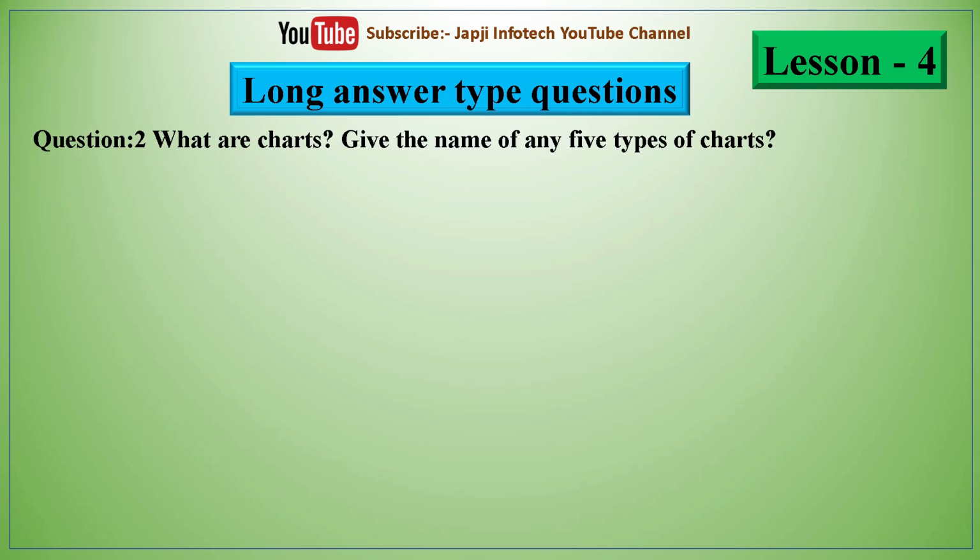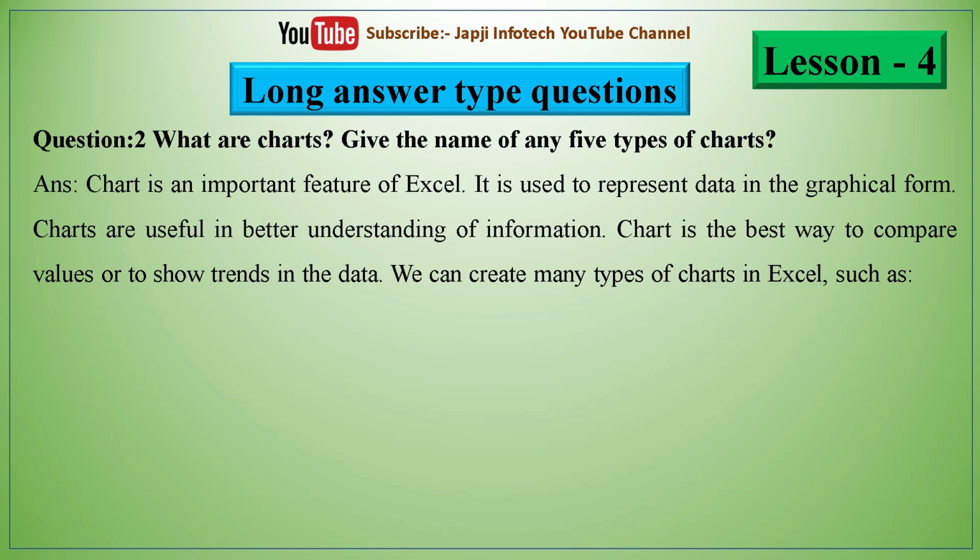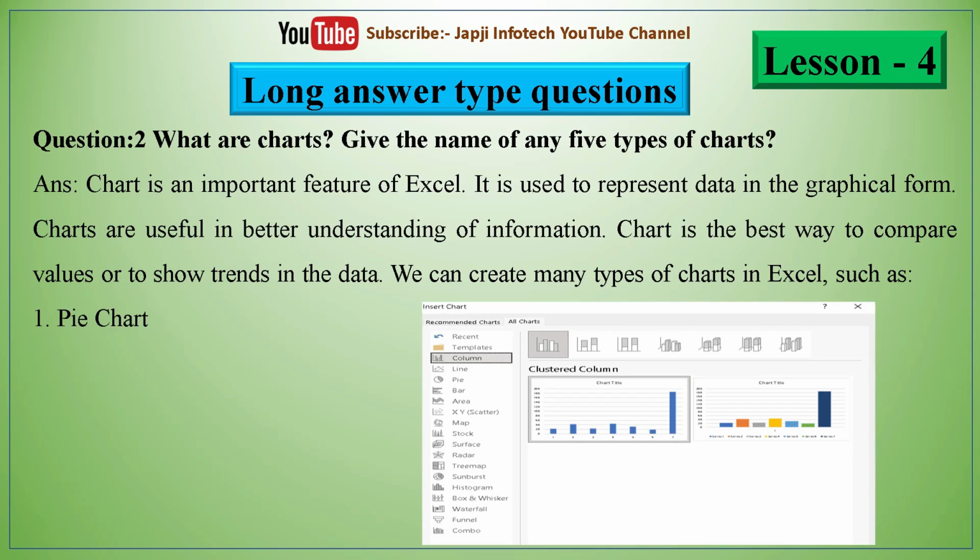And the second question is, what are charts? Give the name of any 5 types of charts. So chart is an important feature of Excel. It is used to represent data in graphical form. Charts are useful in better understanding of information. Chart is the best way to compare values or to show trends in the data. We can create many types of charts in Excel, such as the first one is pie chart, second one is column chart, third one is line chart, fourth one is bar chart, and fifth one is area chart, etc.